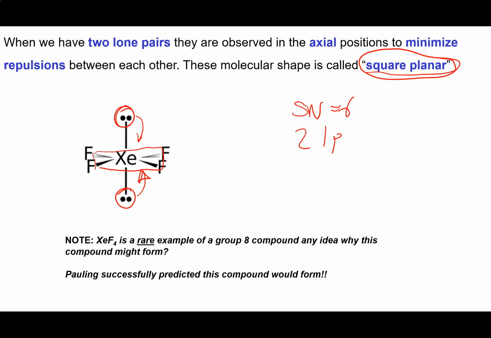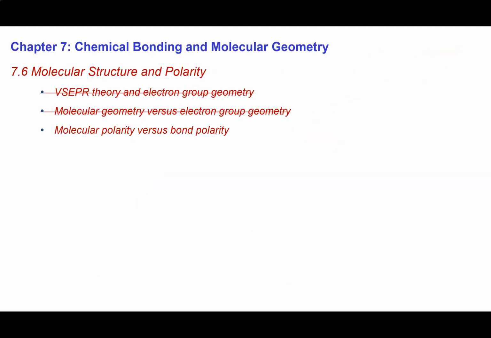A good example of a square planar molecule is xenon tetrafluoride, which is a very rare example of a noble gas forming a stable compound. And Pauling predicted that this compound would form. People thought he was crazy, and it turns out that it's really easy to make, and it's actually quite a common compound nowadays.